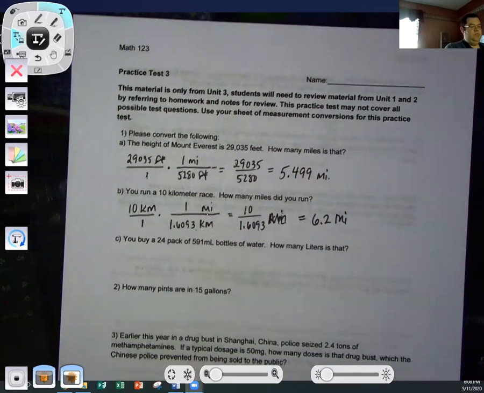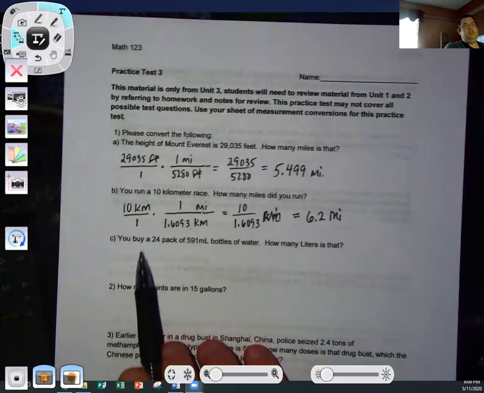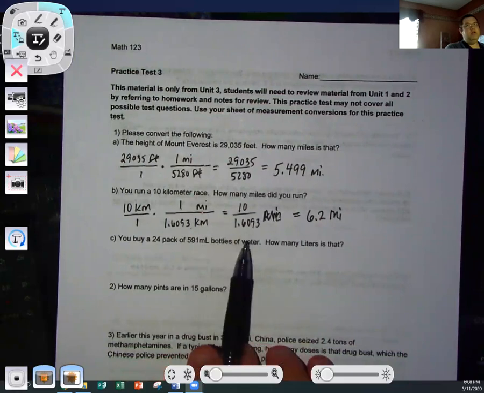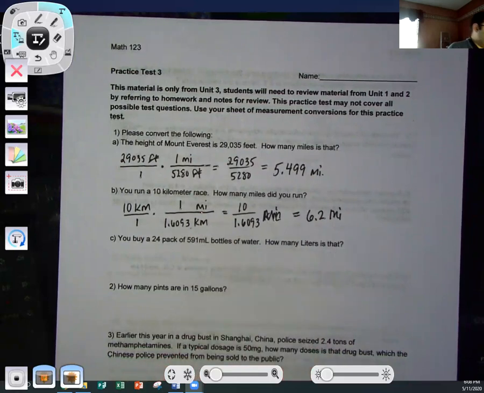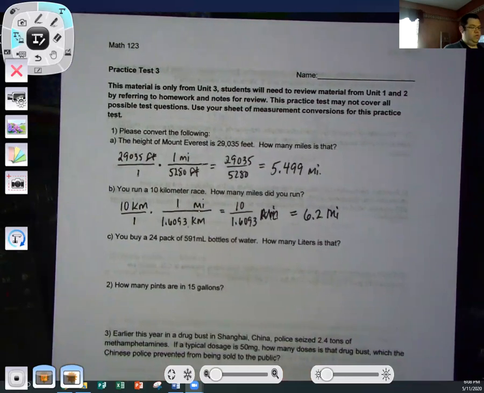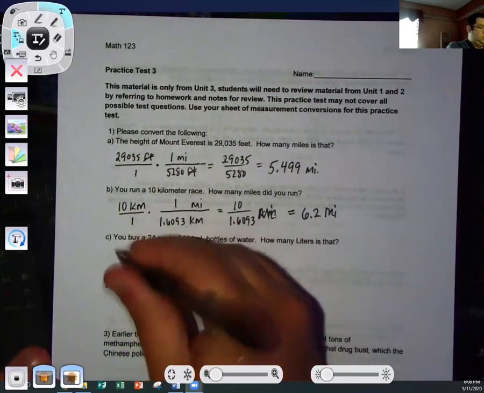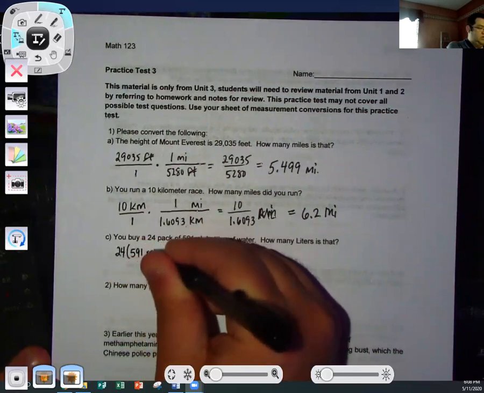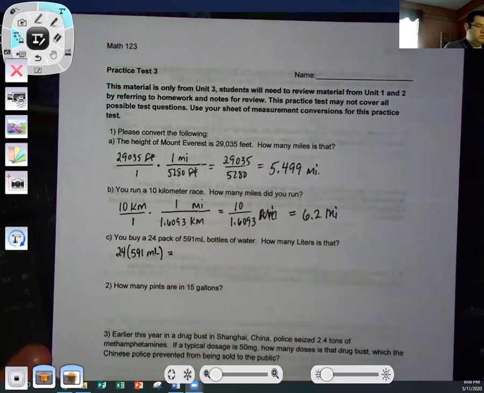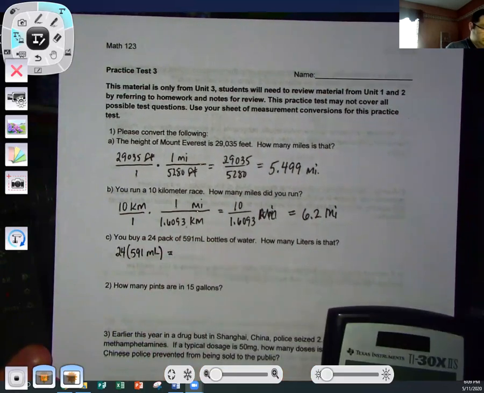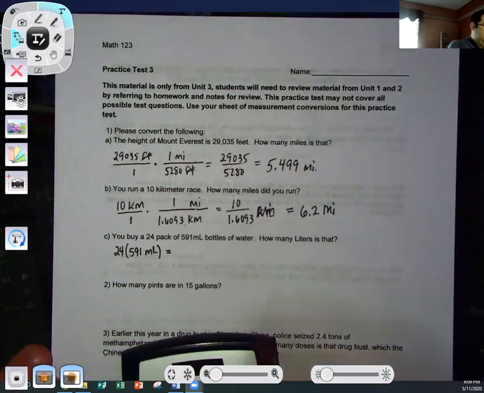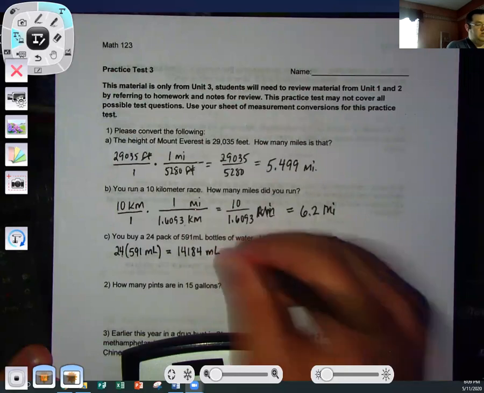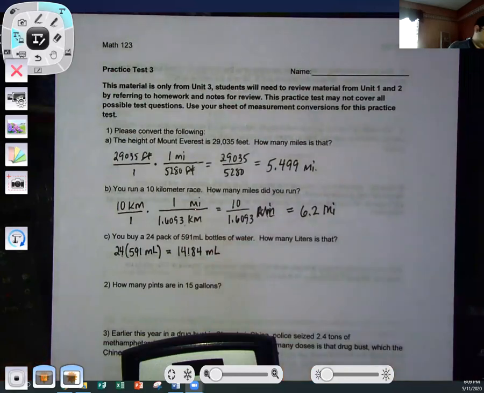Next up, the next one says you buy a 24 pack of 591 milliliter bottles of water. How many liters is that? There's 2 ways that you can do this. One, you could take the 24 times the 591 milliliters, to get 14,184. So there's 14,184 milliliters of water altogether.